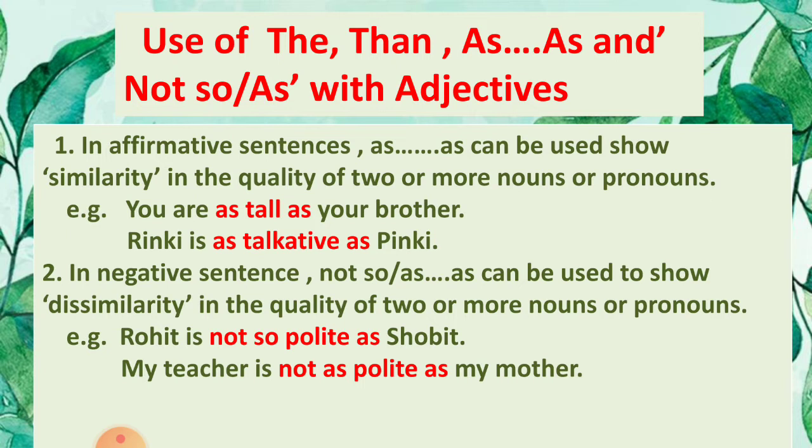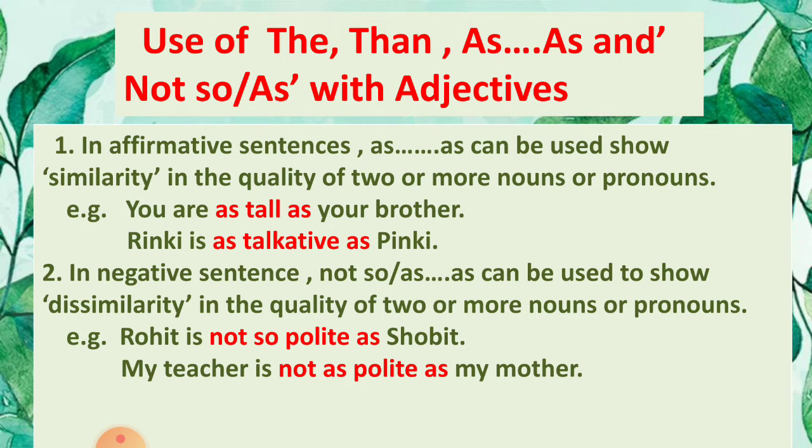Rinky is as talkative as Pinky. So when we compare two things and want to show the similarity between the two things or persons, we use as with a positive degree. You can see tall and talkative are the positive degree of adjectives of quality.